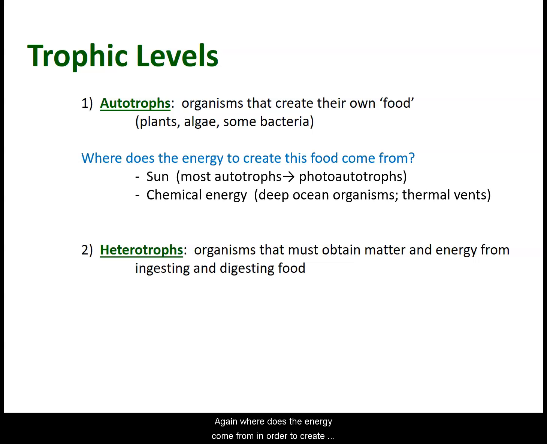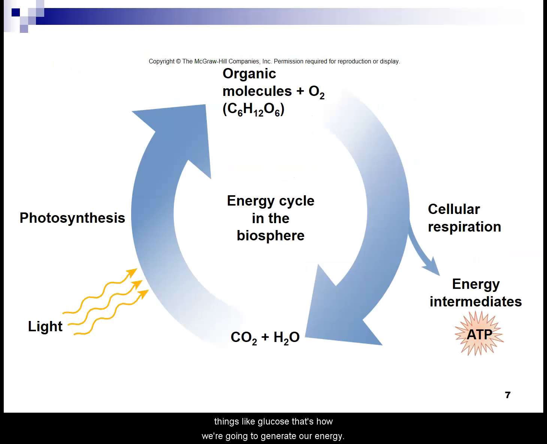Again, where does the energy come from in order to create this food? So for an autotroph taking CO2 and water and converting that into glucose, if we are building something up, that's going to take energy, and where does that energy come from? Well, for the most part, what we will be talking about is using the sun as a source of energy. And we just did this in lab a few weeks ago. Another possibility is that this could come from other chemical reactions, which is what we sometimes find in the deep thermal vents in the ocean. Heterotrophs, on the other hand, as we're breaking down things like glucose, that's how we're going to generate our energy. So this all fits together very nicely.